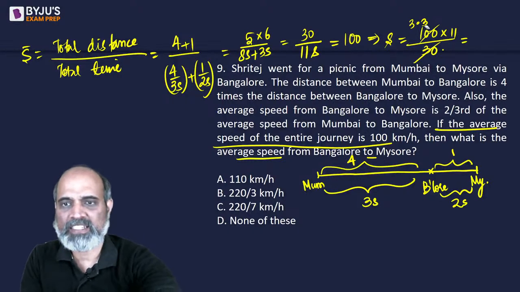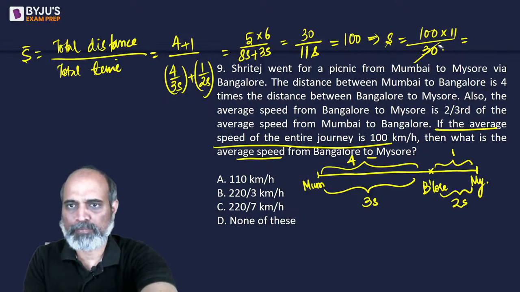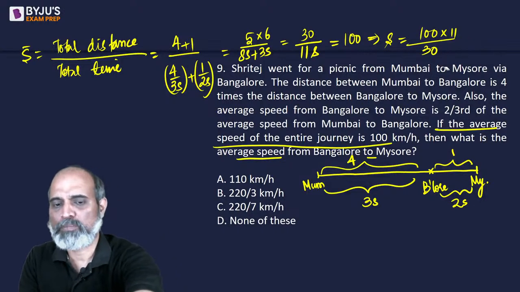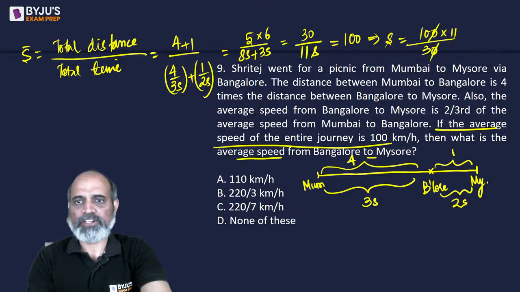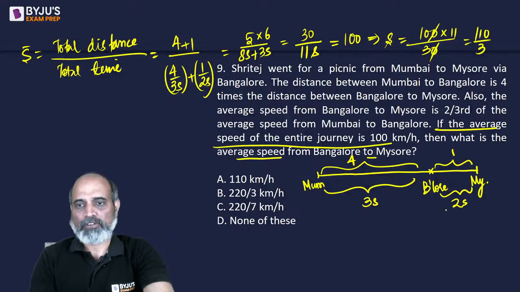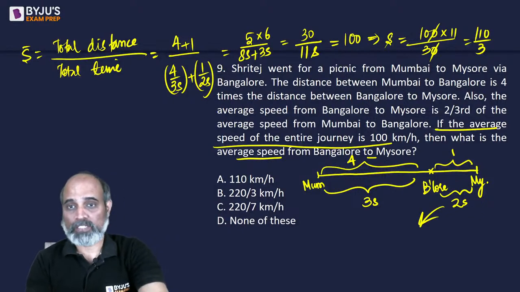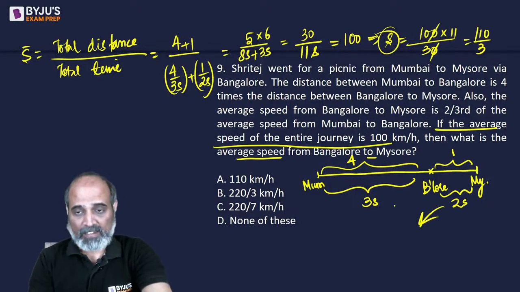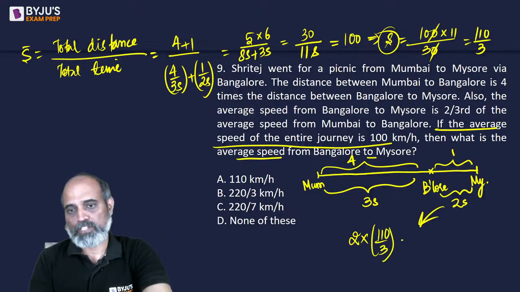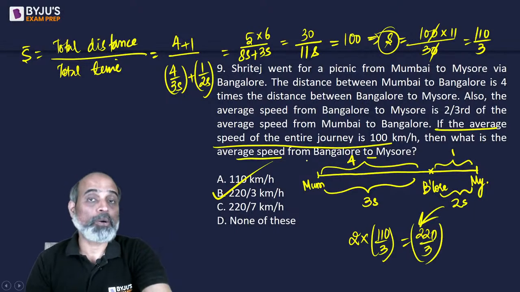or we can leave it as 10 by 3, right? That will be better because in the options we don't have a point value, so we can get rid of a single 0. So this is 110 by 3. Now remember that the average speed from Bangalore to Mysore is not s but rather 2s. We have solved for s. So 2s is going to be 2 times 110 by 3, which will give us 220 by 3, which exists in option B.